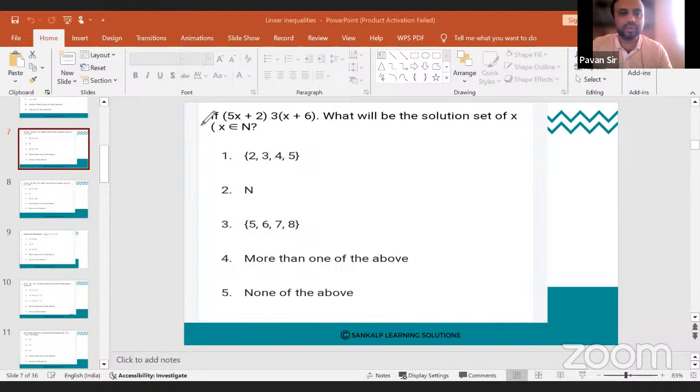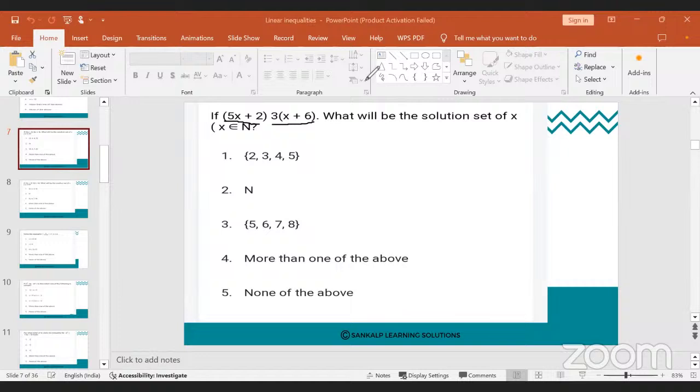Use this equation: 5x plus 2 is greater than 3 into bracket x plus 6. Suma has given option B as the answer. Try to solve, students.